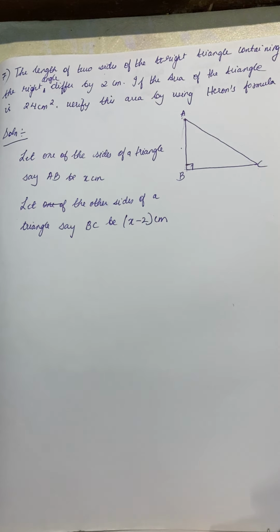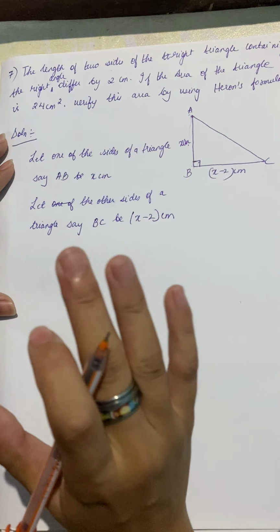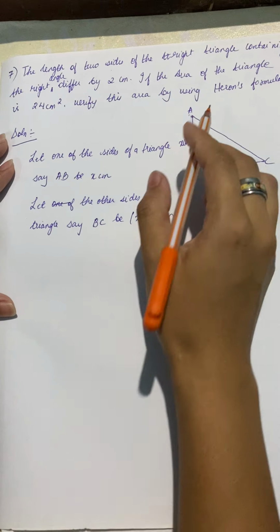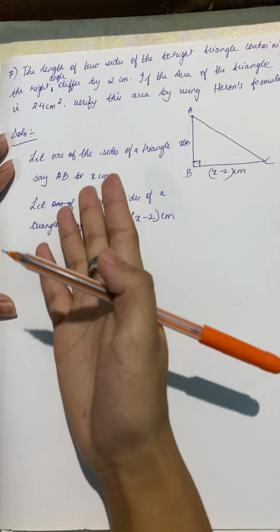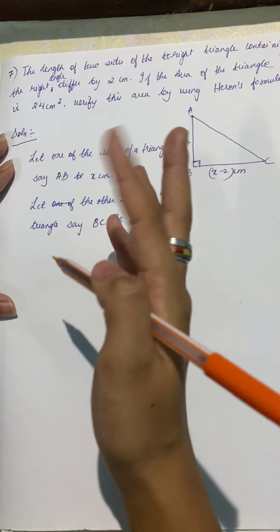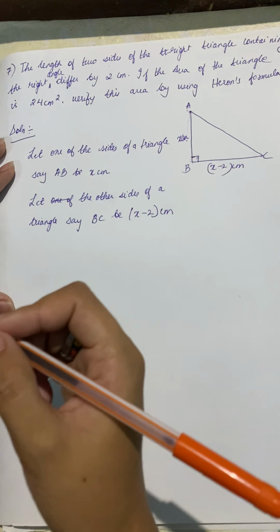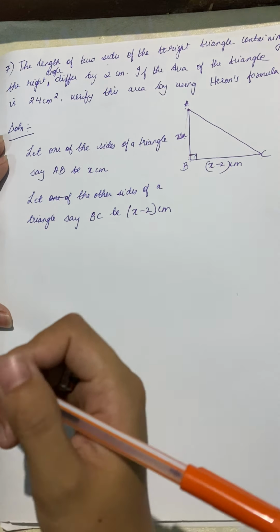That means I'll write this as x centimeter, and I'll write this as x minus 2 centimeter. Clear? So we are done. Now you look at this, we're trying to find out the area using Heron's formula. But is this possible? We only have two sides of a triangle. How do you find the third side? That is the next question. So how do you find the third side?